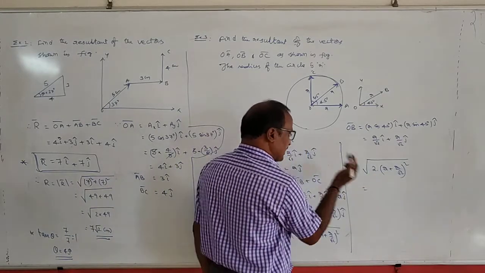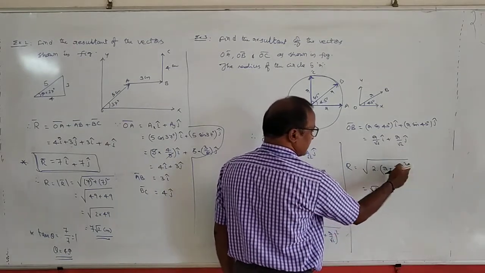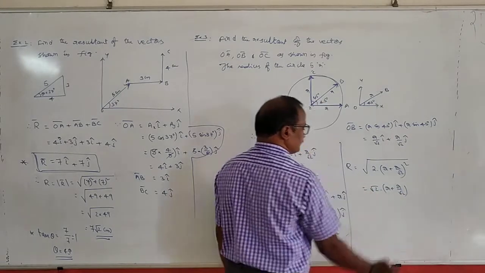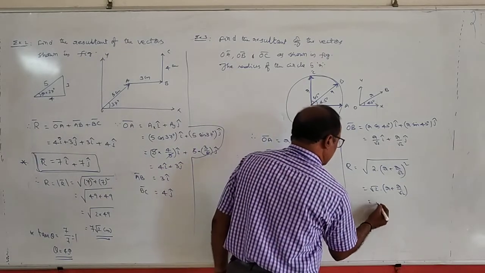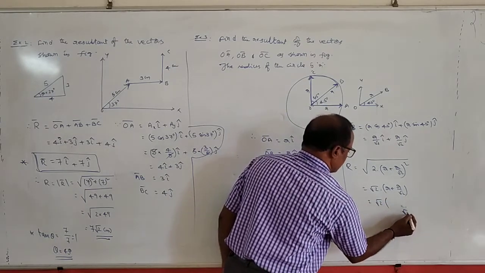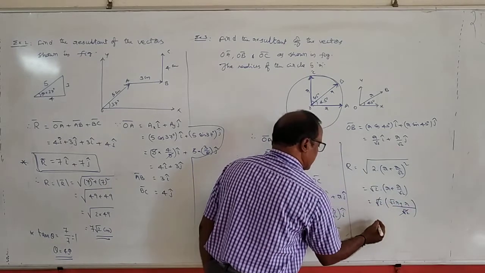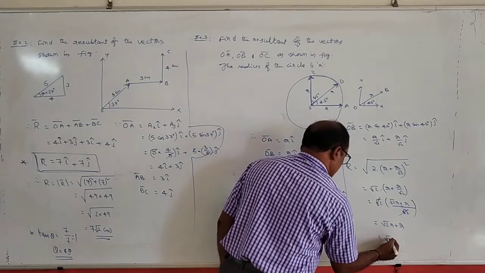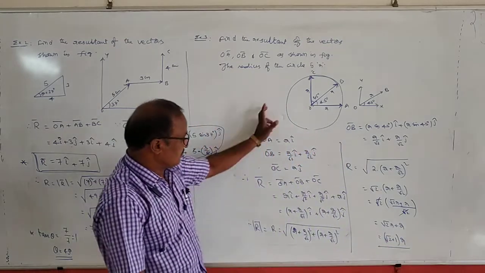Now root 2 into the square root: the square and root cancel, giving root 2 into (r plus r by root 2). Here root 2 is the LCM, so root 2 r plus r by root 2 cancels. So it is equal to root 2 r plus r, which is (root 2 plus 1) into r. This is the magnitude of the resultant of these vectors.